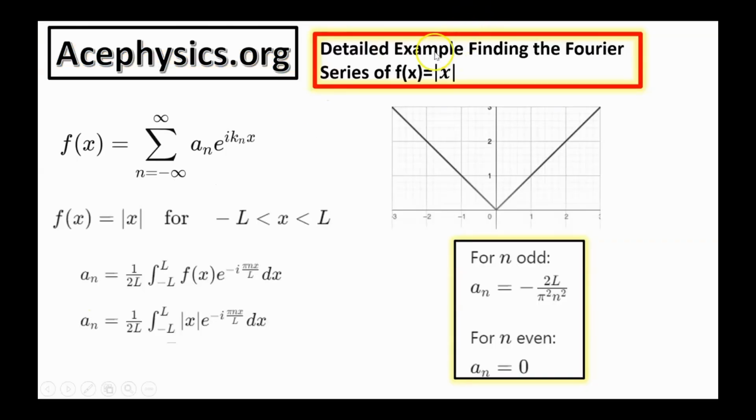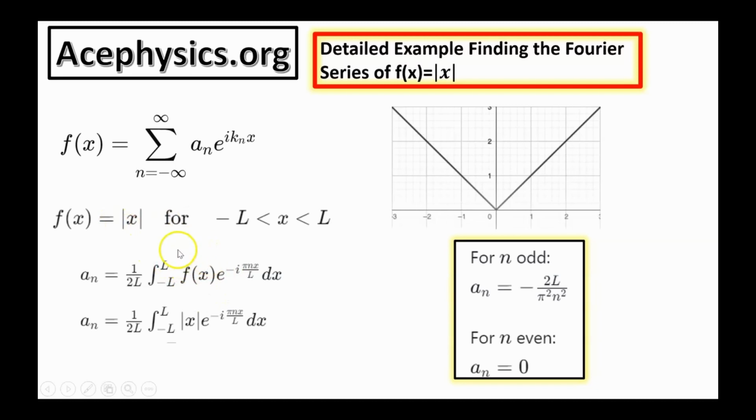Now I do a detailed example of finding the Fourier series for the function f of x equals the absolute value of x. This is the function plotted. This is y equals the absolute value of x. I know any function can be written as a linear combination of the basis functions, these complex exponentials. The coefficients can be obtained through this formula. A sub n is 1 over 2L, the integral from negative L to L, of f of x, e to the minus i n pi x over L.